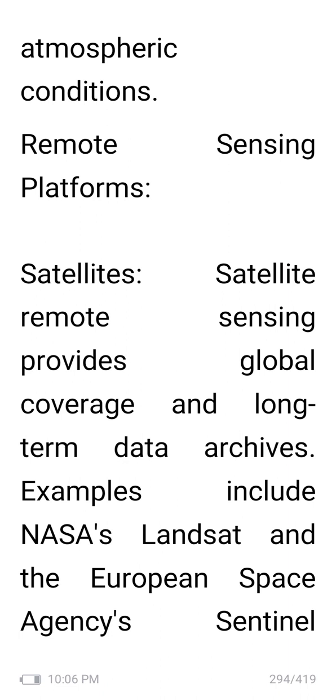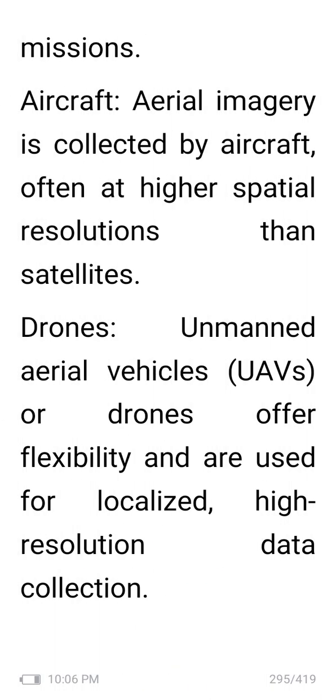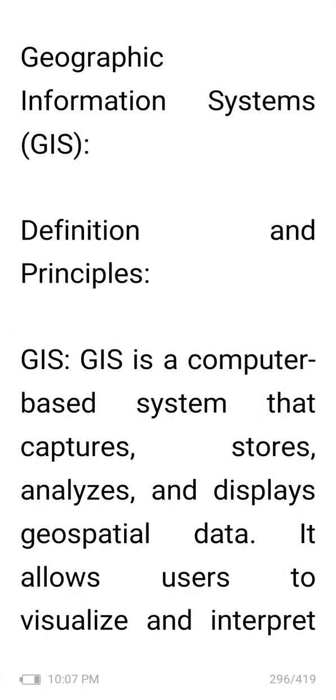Then remote sensing platforms. Satellite remote sensing provides global coverage and long-term data archives. Examples include NASA's Landsat and the European Space Agency's Sentinel missions. Aircraft. Aerial imagery is collected by aircraft, often at higher spatial resolutions than satellites. Then drones and unmanned aerial vehicles, UAVs, or drones offer flexibility and are used for localized high resolution data collection.